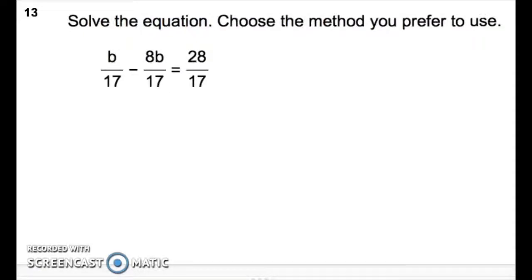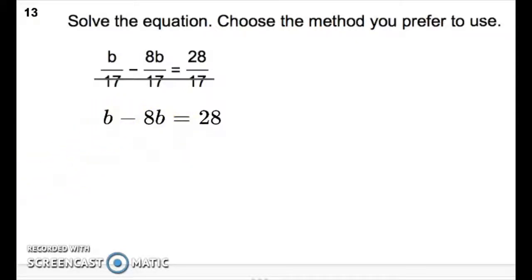Number 13, we're solving the equation. Notice that all we have are fractions, and every fraction has the same denominator. When that's the case, we can simply have a shortcut by crossing out all the denominators. So we'll have b minus 8b equals 28. Now we can combine the like terms.